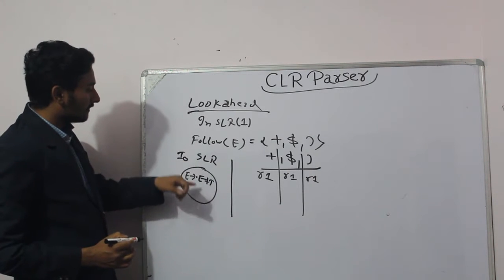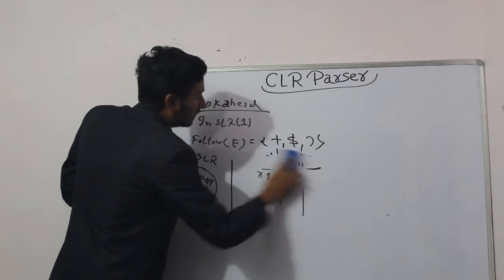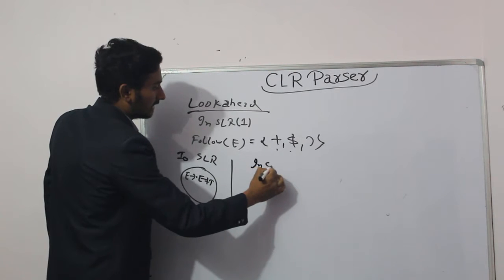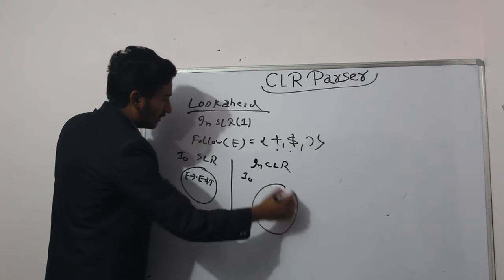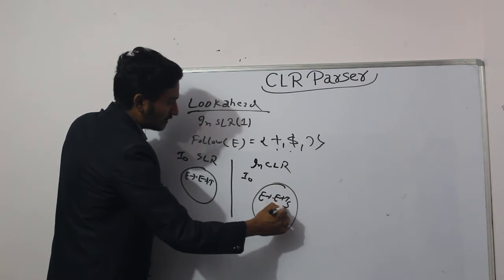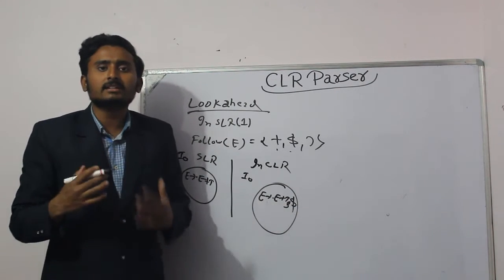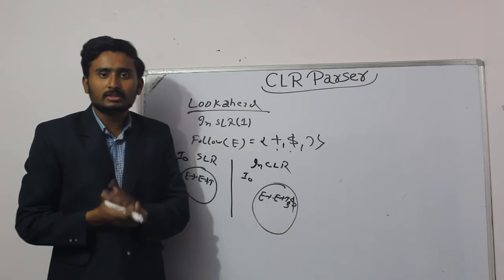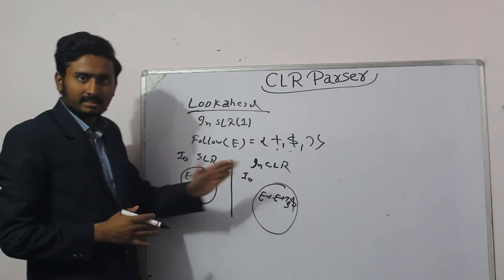Here in SLR we are not adding the look ahead, but in CLR, for the same I0, we will add a look ahead. Suppose here I am adding dollar. Based on certain conditions we will add the look ahead. I will tell you now how to find the LR(1) items using the look ahead. So this is the major difference between the SLR parser and the CLR parser.